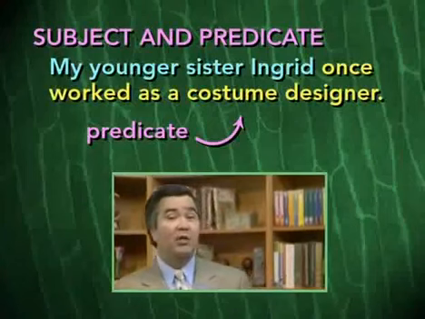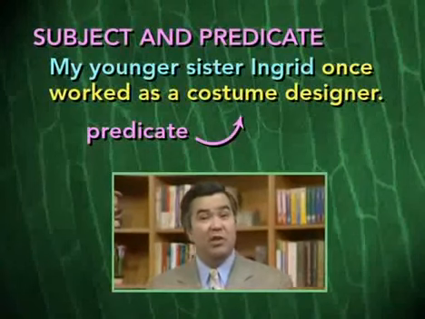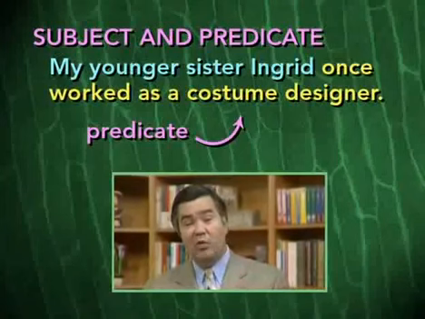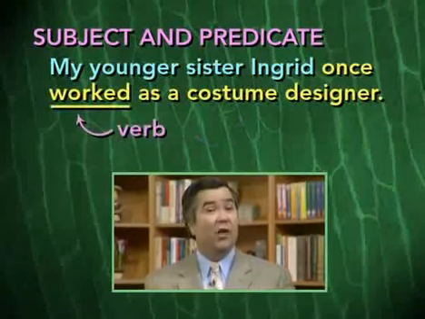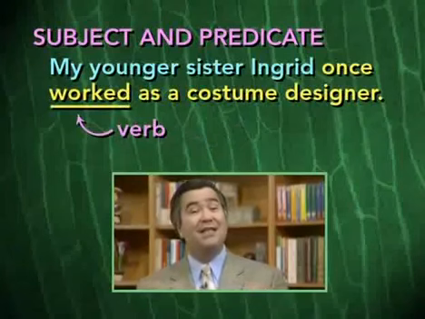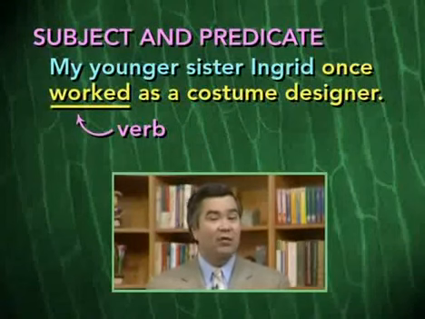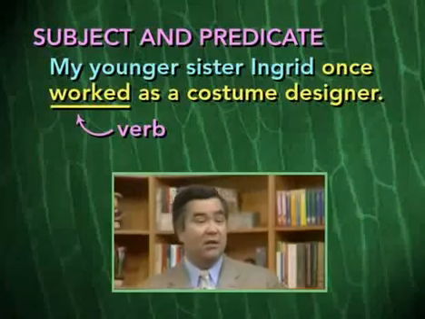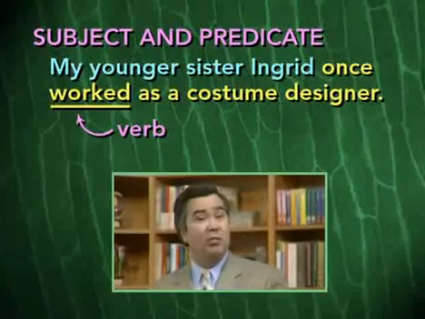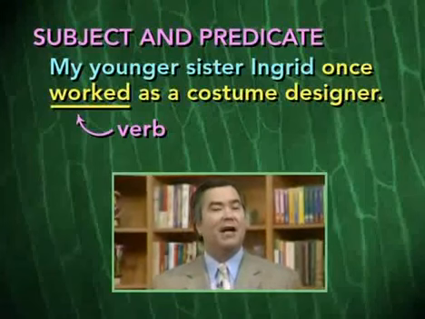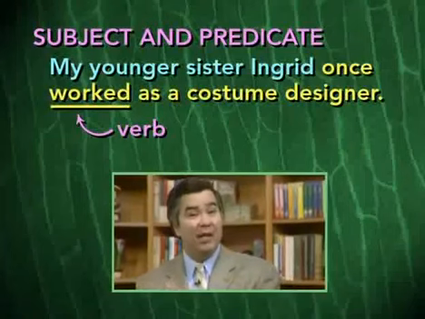Now, is there one most important word in the predicate that tells exactly what Ingrid does, or in this case, did, because it's talking about something from the past? Yes, there is one word that is most important in the predicate. It's the word worked. Worked is the verb in this sentence, and it's the most important word. It tells us exactly what Ingrid did. She worked. Notice that all the other words in the predicate give us more information about what Ingrid did. The word once, for example, tells us when she did it, at one time in the past. And the words as a costume designer give us more information about exactly how she worked, what kind of job she worked at.